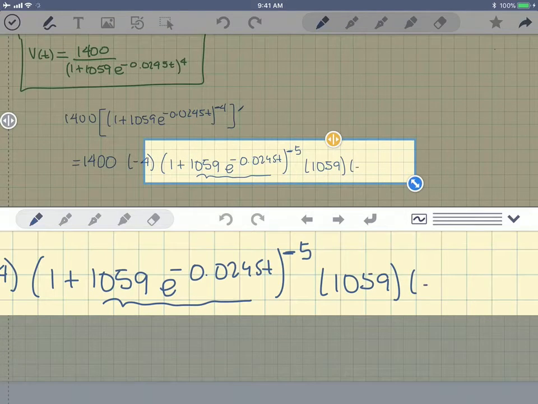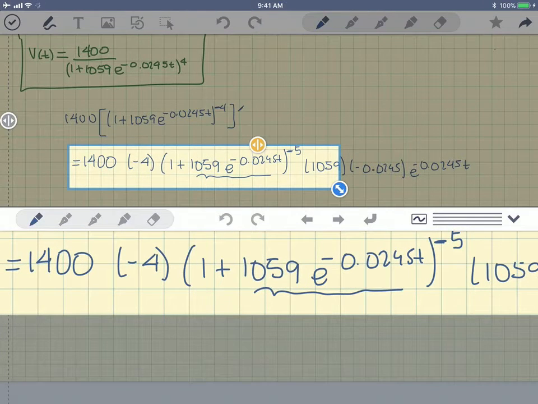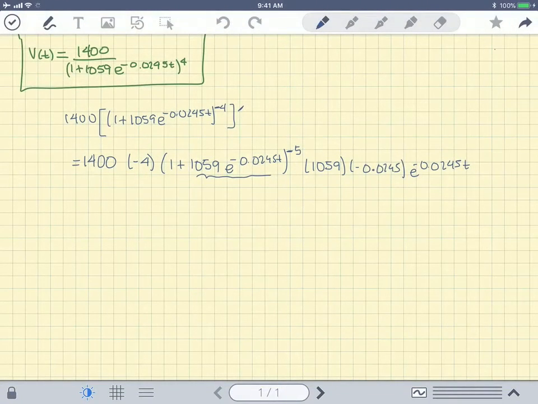It's a negative 0.0245, and I'm not going to have enough space. Oops. I still need to write the e to the negative 0.0245. Something to be careful here with the signs. There's a lot of things going on, but there's a little bit less writing than doing the quotient rule. It's still the big chain rule, but it's a little bit less work.